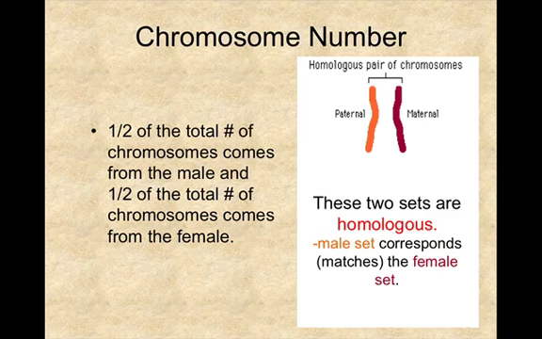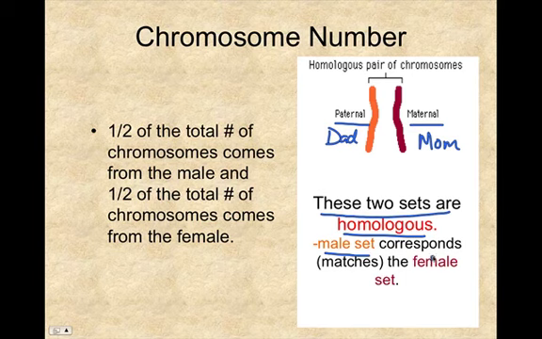Now, when we think about chromosomes, half of the total number of chromosomes comes from dad, and the other half of the total number of chromosomes comes from mom. And when we talk about this, paternal is dad, maternal is mom. These two sets are called homologous, which means the chromosome from dad matches exactly the chromosome that came from mom. So these are called a homologous pair of chromosomes.